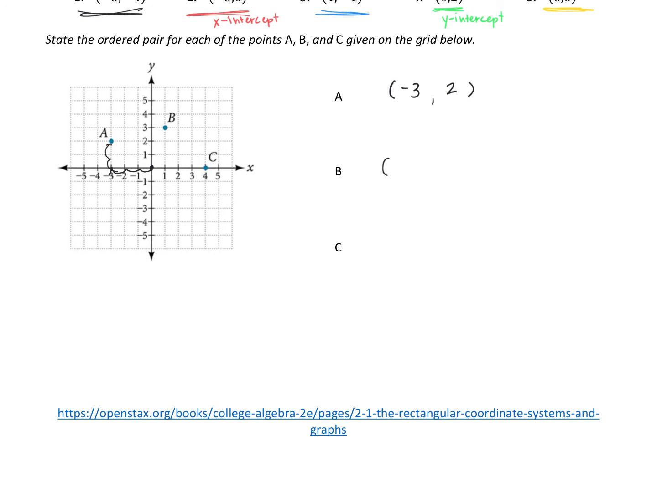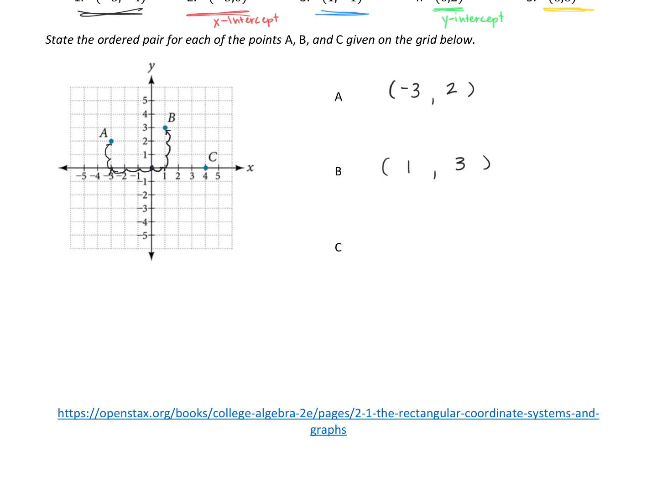All right, similarly for B, again, make sure you write your parentheses. To get from the origin to B, I would have to move to the right 1 unit, so the x would be a +1. And then to get from the x-axis up to B, 1, 2, 3, I would move up 3 times, so that's in the positive direction, so that would be 3. So (1, 3) is the ordered pair associated with B.